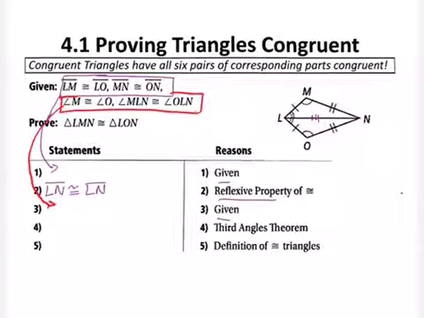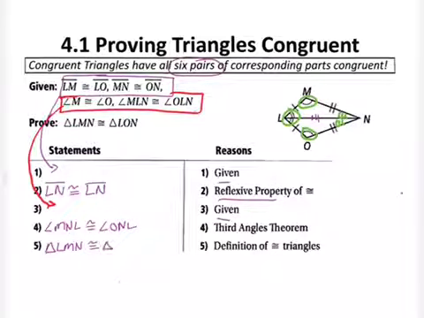Then they talk about third angle theorem. Well, we already know that we've got congruent angles here, here, as well as here. So the third angle theorem must be telling us that angle M and L is congruent to angle O and L. So that's what we're going to say here. And then once we've done that, we've now proven all 6 pairs of corresponding parts congruent for the triangle. So now we can finish our proof by saying triangle LMN is congruent to triangle LON.